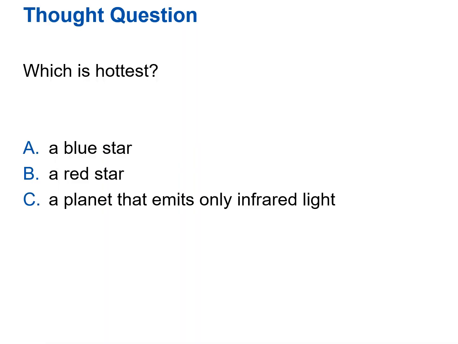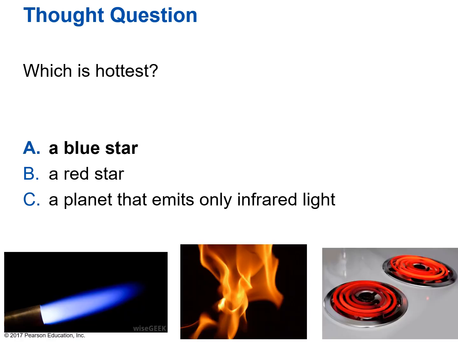So here's our thought question. Which of the three is the hottest? A blue star, a red star, or a planet that emits only infrared light? When you evaluate this question, I want you to think in terms of frequencies. The one with the highest frequency is going to be the hottest one. And so infrared of these three is the lowest frequency. It's below red. And then between blue and red, remember blue is the highest frequency, which means the highest energy. So it is the hottest temperature of those.